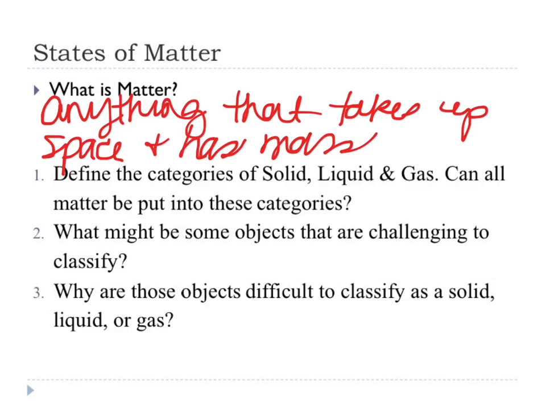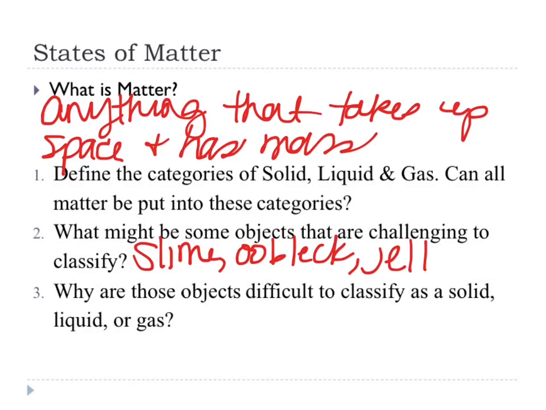So those might be some objects that we find challenging to classify, right? Slime, oobleck. I don't know, Jello. Jello might be kind of hard. So why are those objects difficult to classify as either a solid, or a liquid, or a gas? Yeah, because they can't hold a shape, yet they're solid. It's just kind of weird. I don't know. Okay? Does anybody have any questions about that?